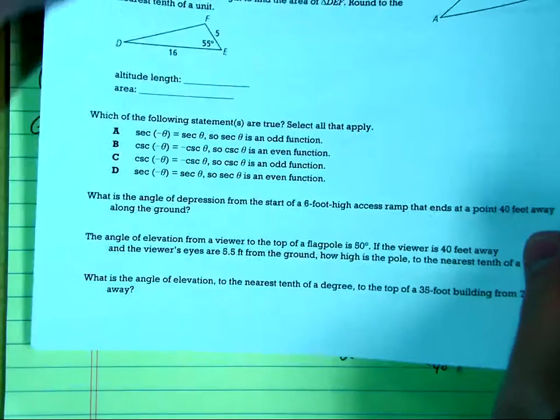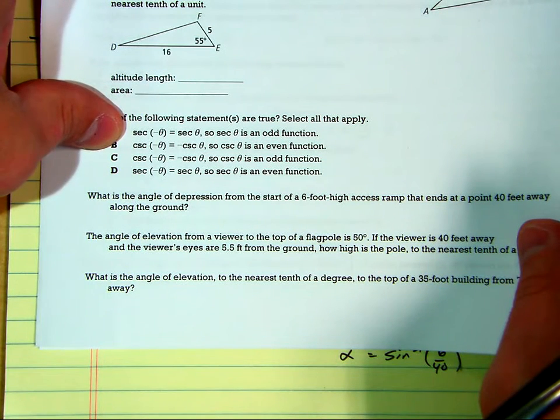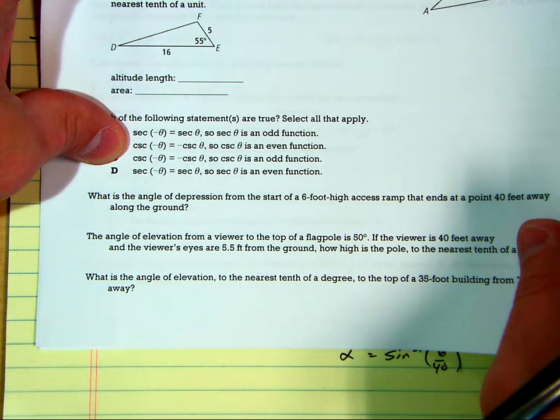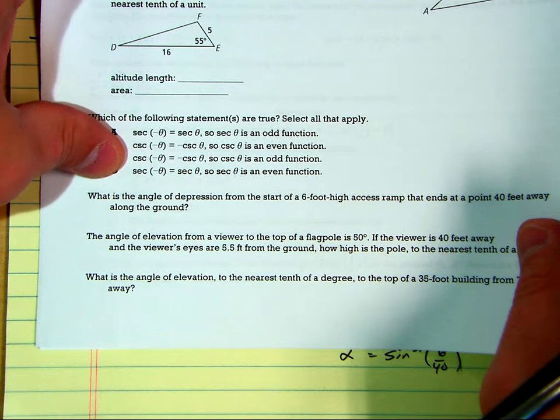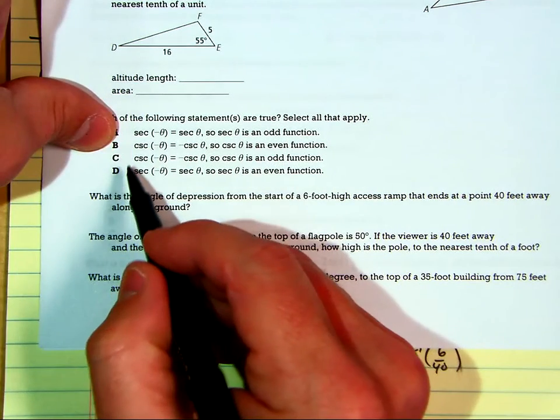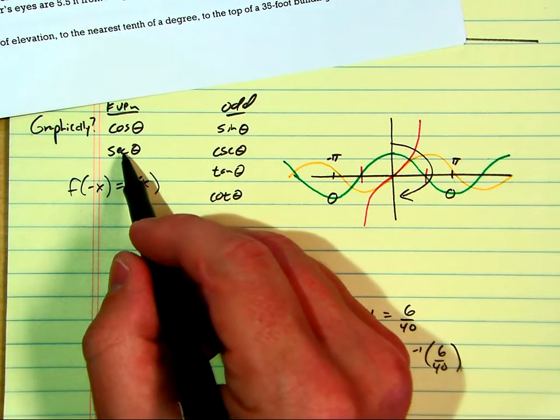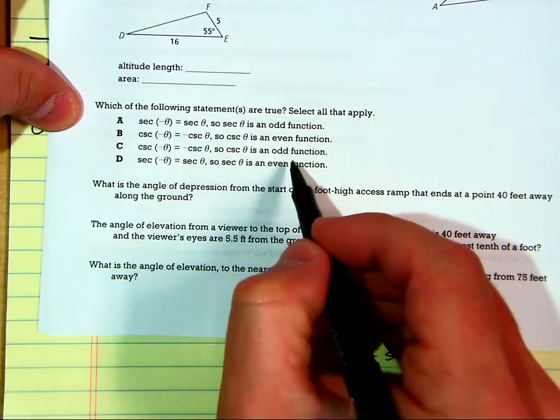Which one of these is true? Secant's not odd. Cosecant's not even. Cosecant is odd. Secant is even. Select all that apply. So in this case, it'd be C and D, because cosecant is odd and secant is even. Okay? Any questions on that?